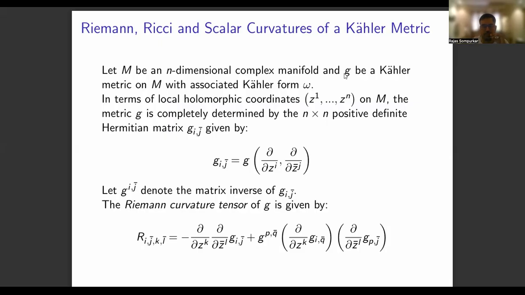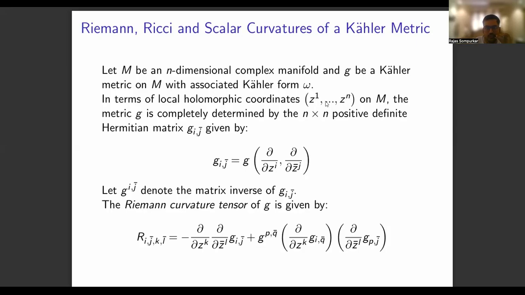And then this G is given to be a Kähler metric on M with associated Kähler form omega. Then we just take some local holomorphic coordinates Z1 up to Zn. The reason why I'm writing these indices 1 up to n as superscripts is that it will enable us to use that tensor notation or the Einstein summation convention as well. So that's why we are writing the indices as superscripts.